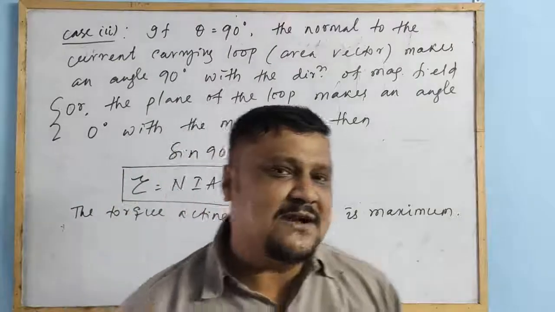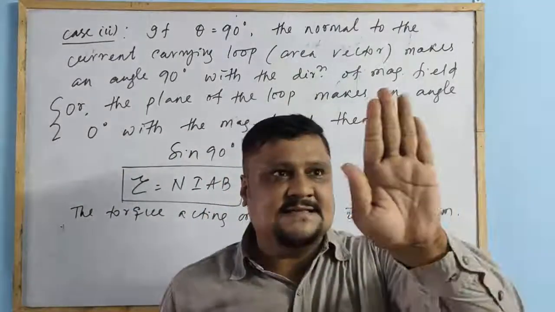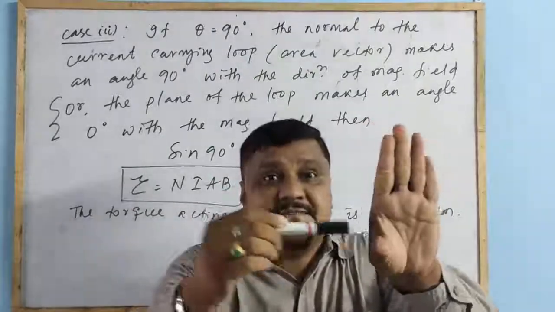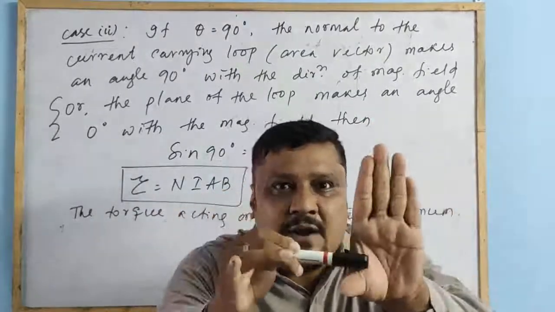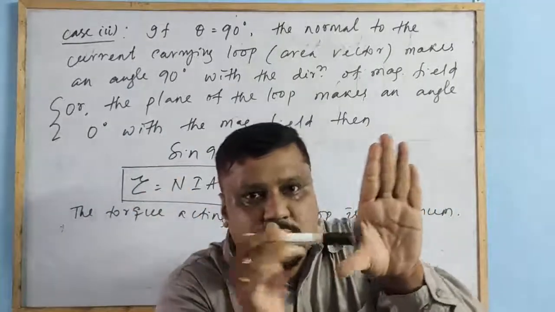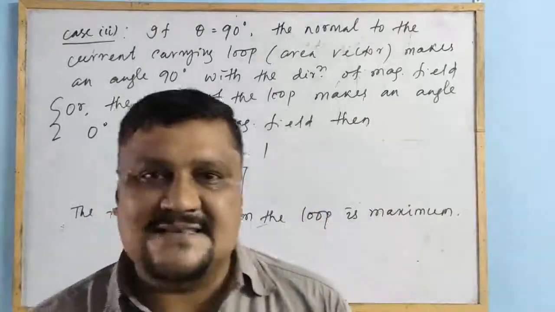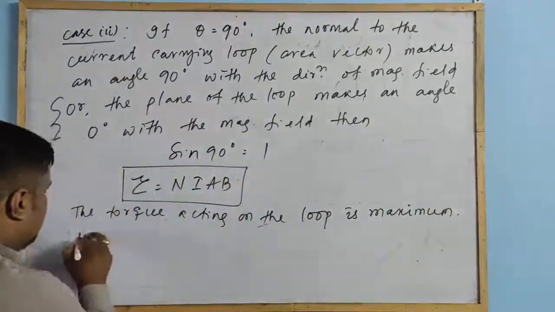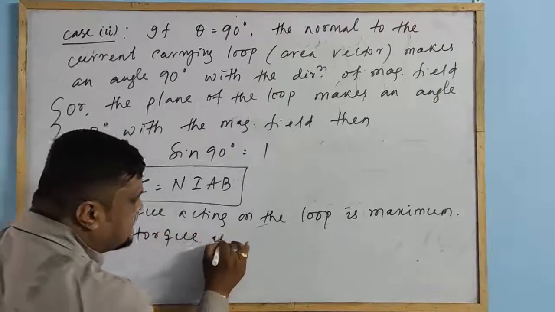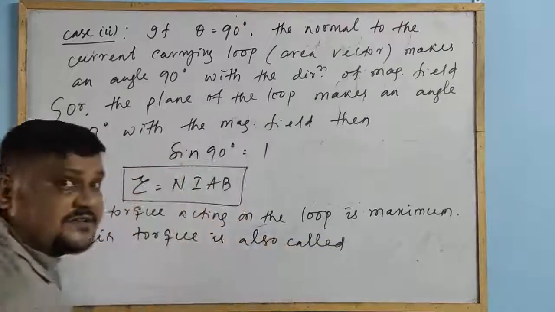Under what condition is the torque acting on the loop maximum? The magnetic field is like this, and this is the plane of the loop. The plane of the loop is parallel to the magnetic field, or the area vector is perpendicular to the magnetic field. Then the torque is maximum. This is also called the maximum torque condition.